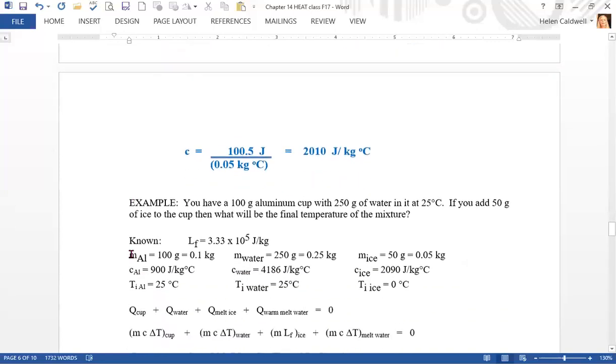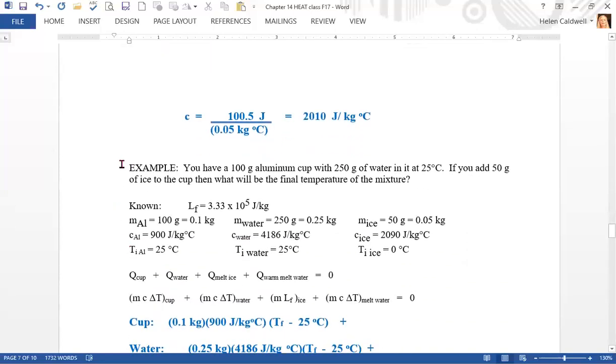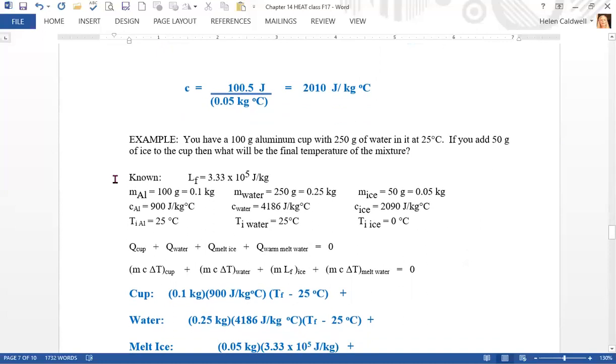All right, moving on. We're going to take an example, and it is going to have parts to it. So we have a 100-gram aluminum cup, 250 grams of water in it at 25 degrees Celsius. By now, you should realize that if you have a liquid in a cup, and I don't give you different temperatures for the cup and the liquid, you should assume that they have reached equilibrium and they are at the same temperature. So the starting temperature for the cup and the starting temperature for the water are both 25 degrees Celsius.